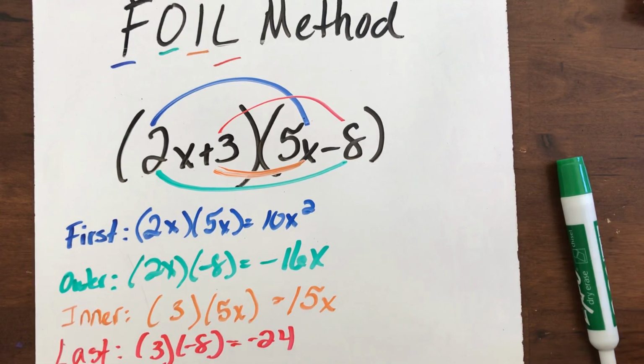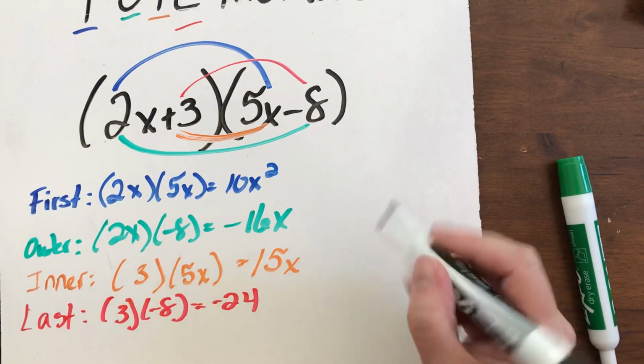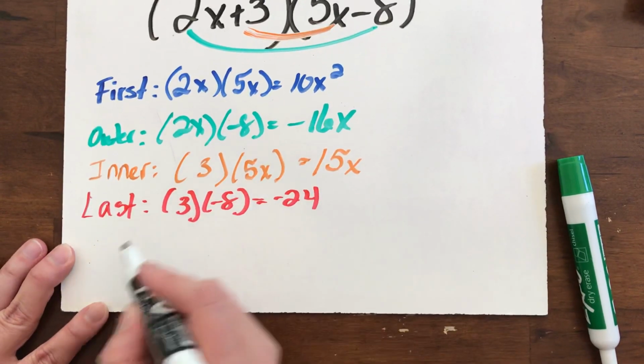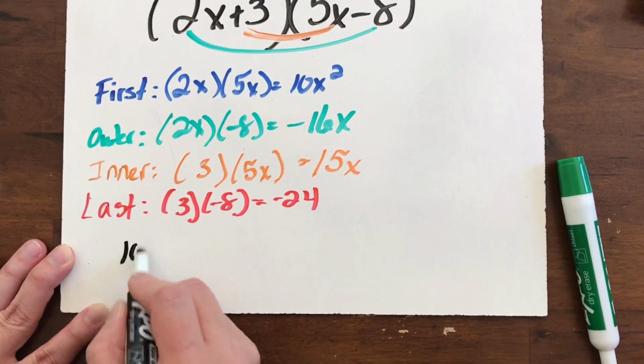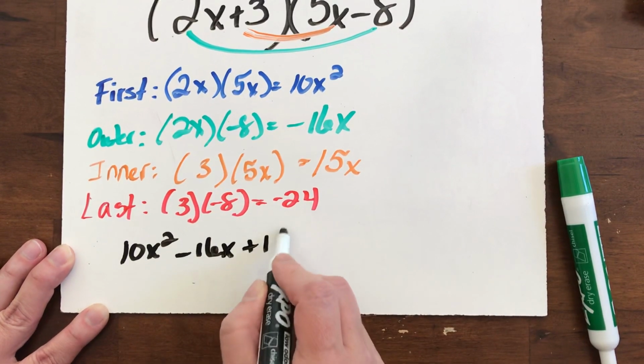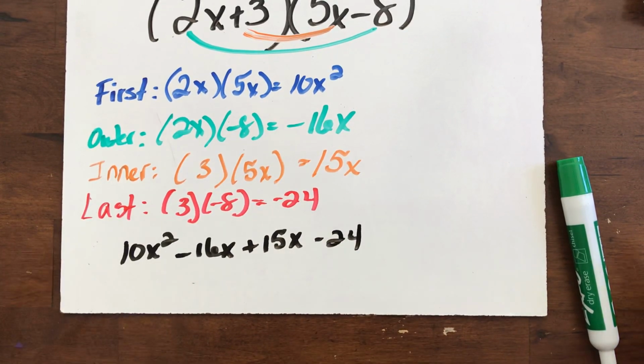Then what we're going to do is put this together into basically a quadnomial, because there's going to be 4 terms. I'm going to have 10x squared minus 16x plus 15x and minus 24. Now, what do you notice about the 2 middle terms?